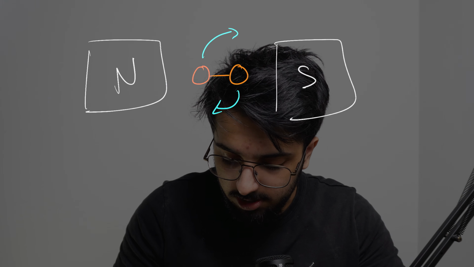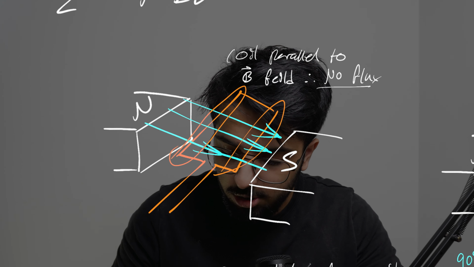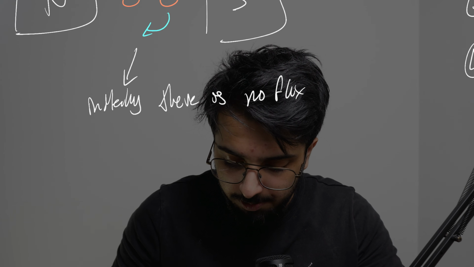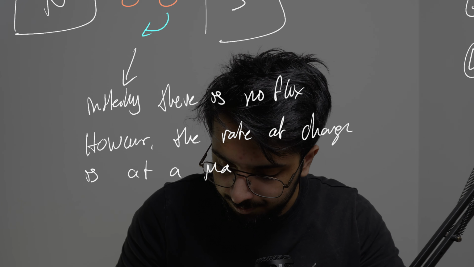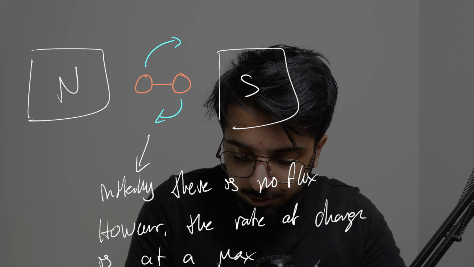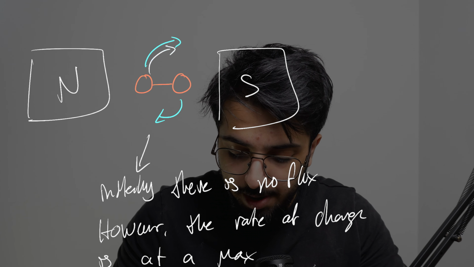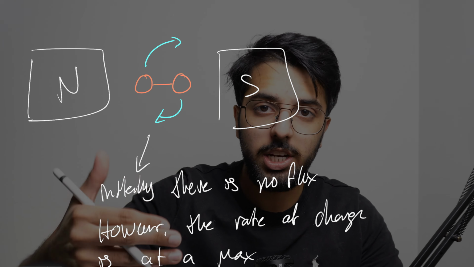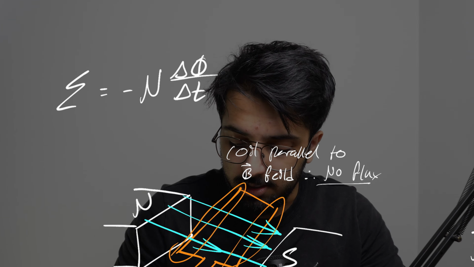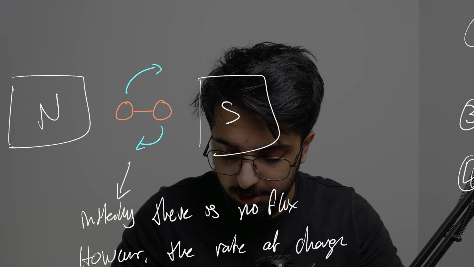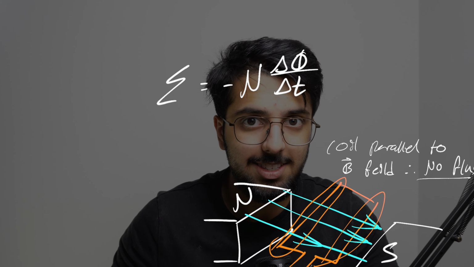Initially, there is no flux, and that is what we determined up here. However, the rate of change of flux is at a max. We know this because we are going from the minimum value, which is 0, and we are approaching the max value. And so the rate of change of flux, this value right here, is going to be the greatest, and therefore in this position we are going to be producing the highest EMF, or the greatest EMF, I should say.